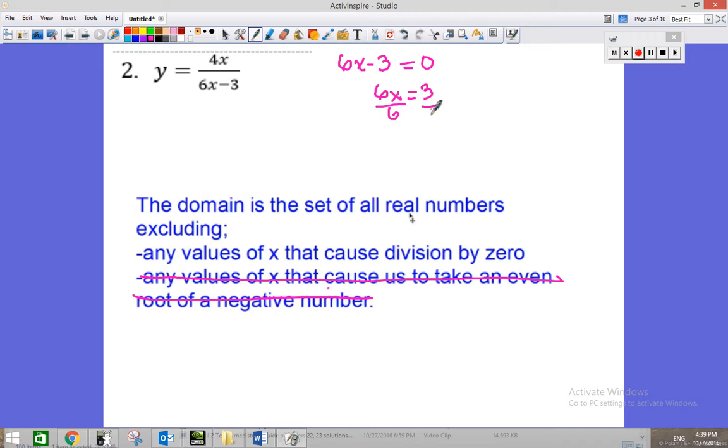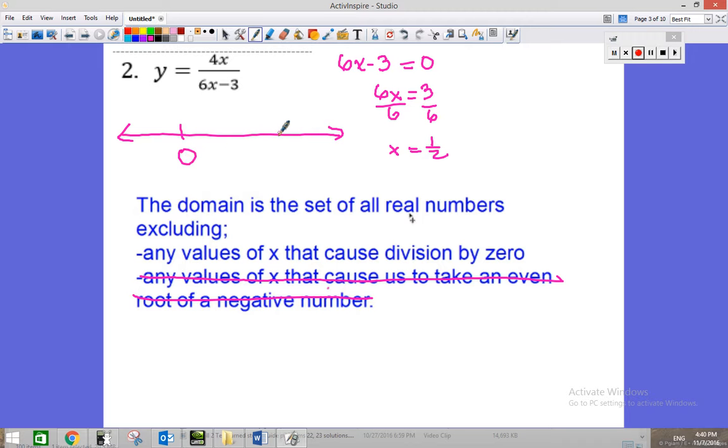If I divide both sides by 6, 3 over 6 reduces to 1/2. So that's the only solution to this equation. If I take half of 6, I get 3, and 3 minus 3 gives me 0. Any other x, plug in 2, plug in 4, whatever, 6 times that minus 3 will not equal 0. So 1/2 is the only value on the number line that I need to exclude.